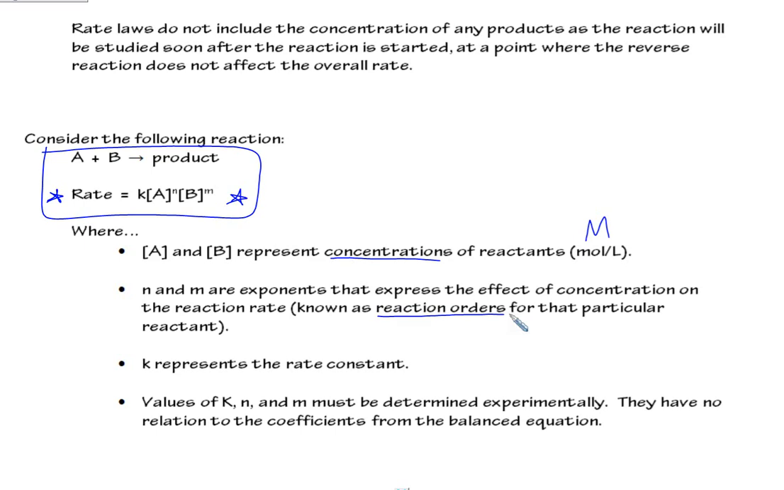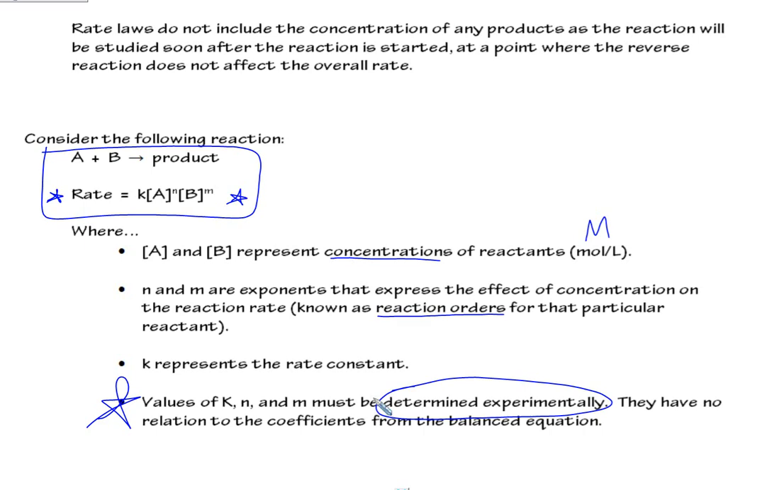So what if I double the concentration of A? What does that do to the rate? We'll talk more about those in a minute. K is called the rate constant. The rate constant should be constant. We'll look at that in a few minutes. And then finally, this is important. The value of the constant and those reaction orders, those little exponents, n and m, must be determined from experimental data.